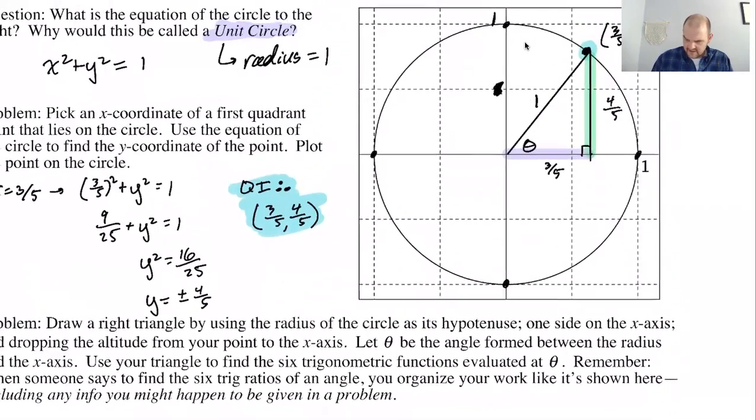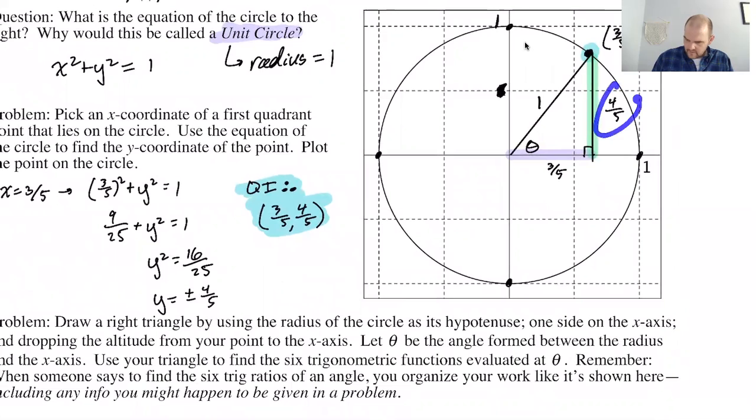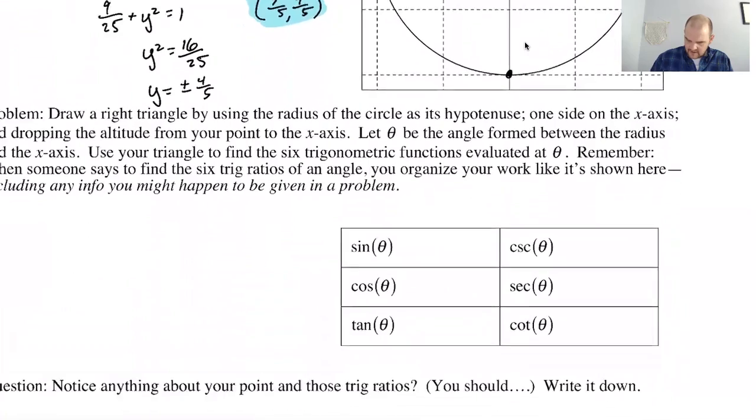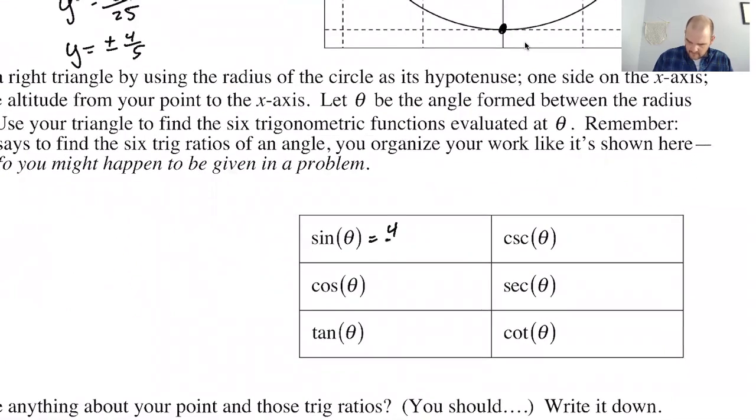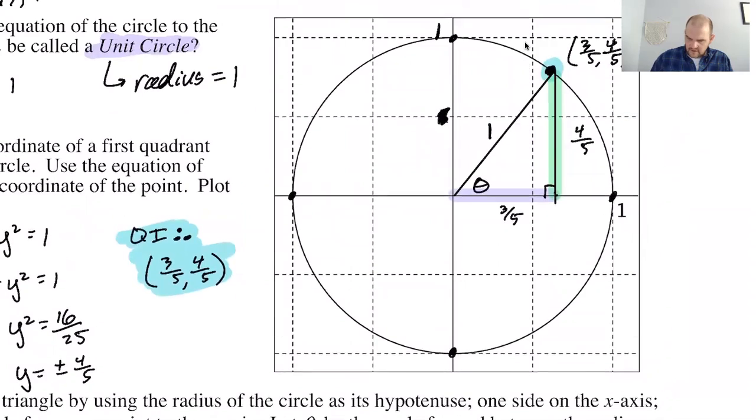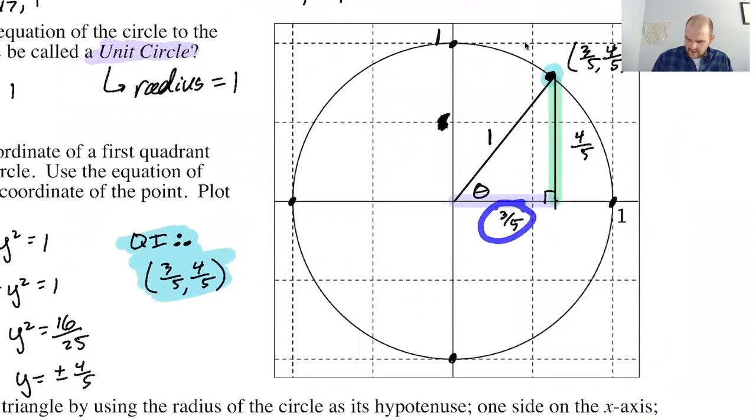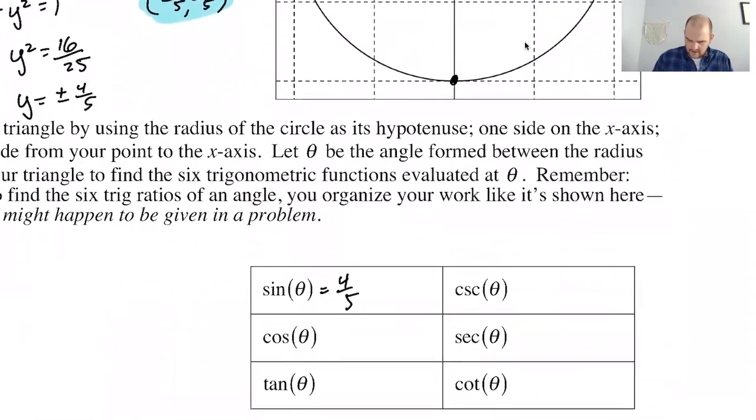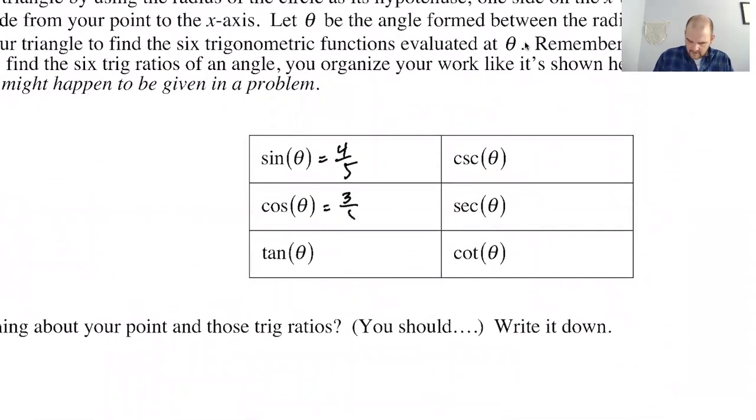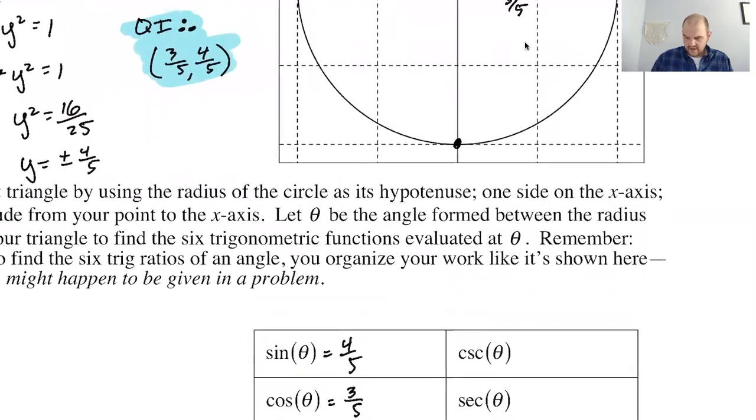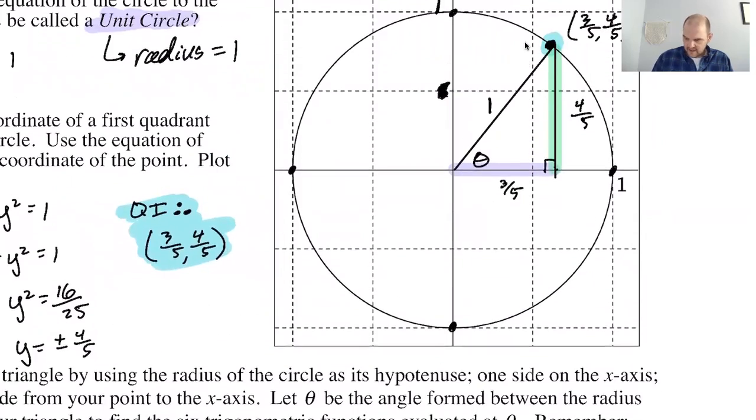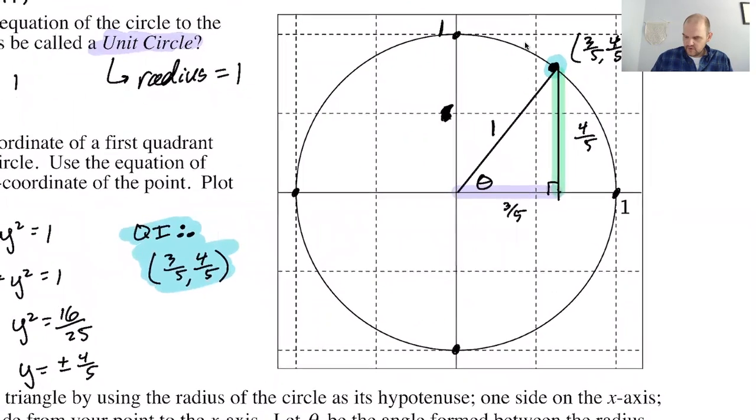So what I'm going to do is I'm going to use this triangle to figure out these values, right? So sine is opposite over hypotenuse. So that's 4/5 over 1. So sine is going to be 4/5. Cosine is going to be adjacent over hypotenuse. So that's going to be 3/5 over 1, which is just 3/5. And that's sort of interesting, maybe. Tangent is going to be opposite, so 4/5 over adjacent, which is 3/5. 4/5 over 3/5, because they're both over fifths.